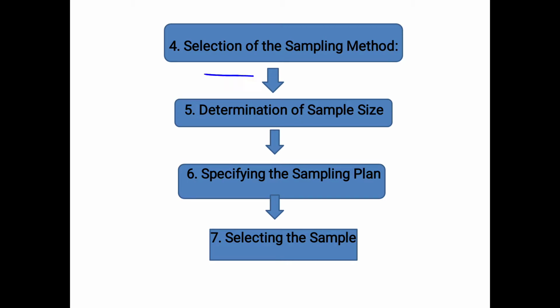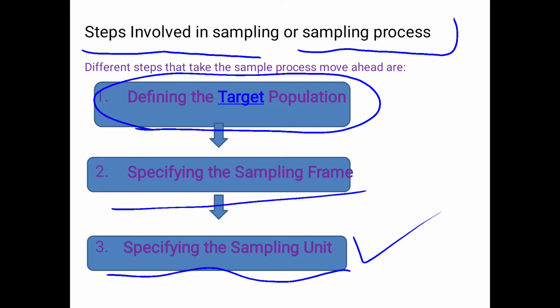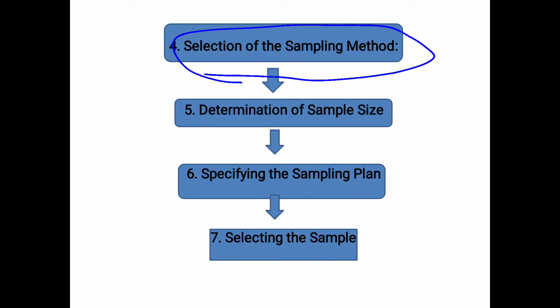Next point, selection of the sampling method. After specifying the sampling unit, next you go for selection of the sampling method. There are several methods of selecting population units to be included in the sample. Sampling can be done through probability or non-probability methods or techniques that you studied in the last video. So there are two sampling methods, that is probability method or non-probability method.